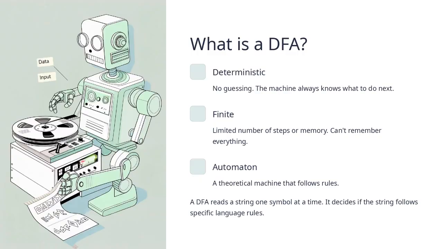What is a DFA? The full term is Deterministic Finite Automaton, or DFA for short. Let's break that down. Deterministic means there's no guessing. The machine always knows what to do next. Finite means it has a limited number of steps or memory. It can't remember everything. Automaton means it's like a machine or a robot that follows rules. So, a DFA is a theoretical machine that reads a string, one symbol at a time, and decides if the string follows the rules of a specific language.